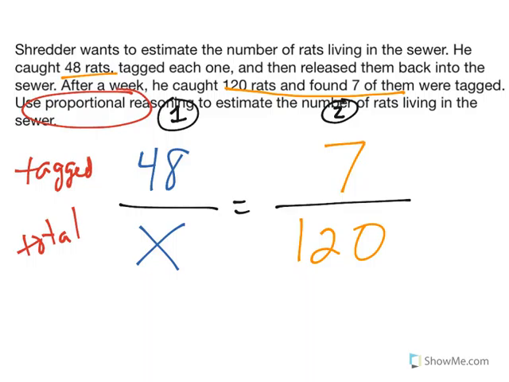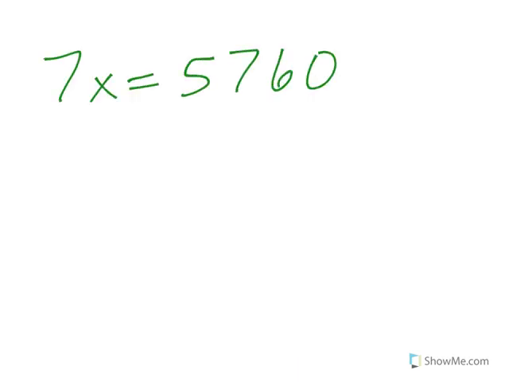So we're estimating that out of every 120 rats that you catch, 7 of them will be tagged. And if that's true, and only 48 were tagged to begin with, how many total rats do we have? No, this is not exact, but it's a process. Now, using this, we can use cross multiplication to solve our equation. So I would end up with 7x equals 5,760.